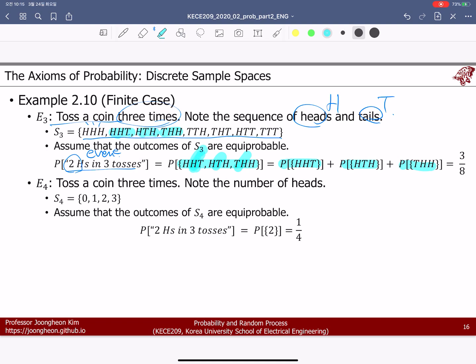When we have this one, we cannot have this one. When you have this one, we cannot have this one. That's why they are mutually exclusive. So in this case, as I told you before, since we have 8 different cases, this is 1 over 8, 1 over 8, 1 over 8, entirely this is 3 over 8.